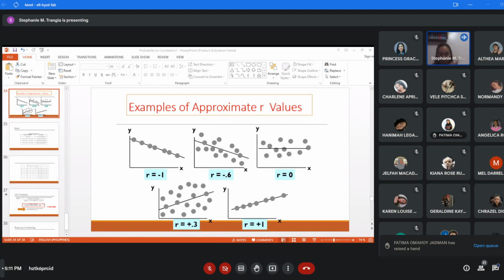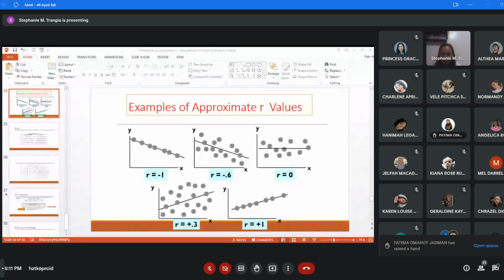But R equal to 0, R positive 1, or R negative 1 is fixed. If this follows a straight line, upward or downward, if downward, R is equal to negative 1. If upward, it's positive 1. Okay? Okay, ma'am. Thank you.